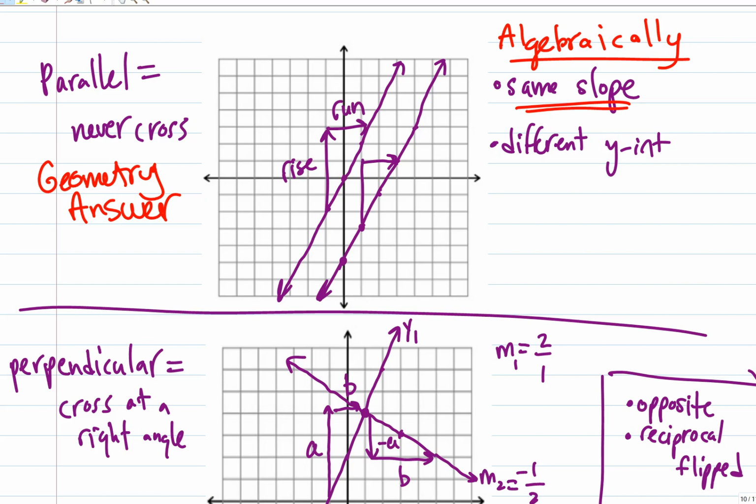Can I scoot this down, or do you need a second to color? All right.